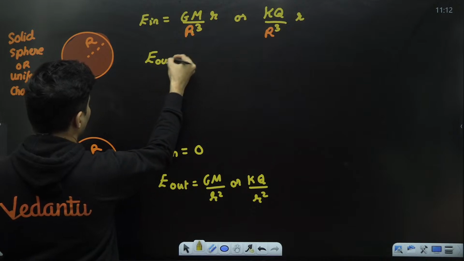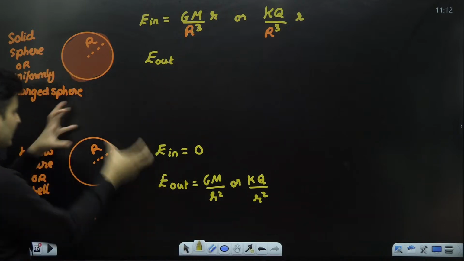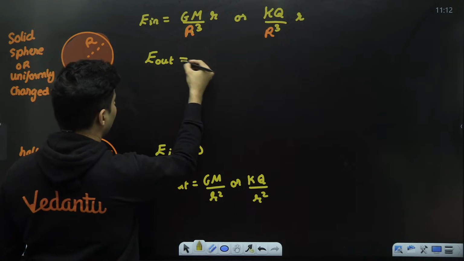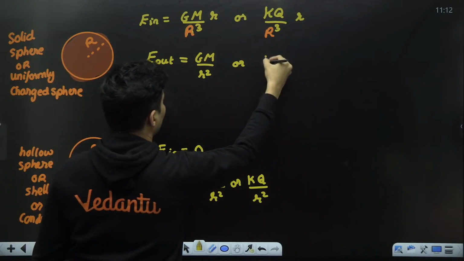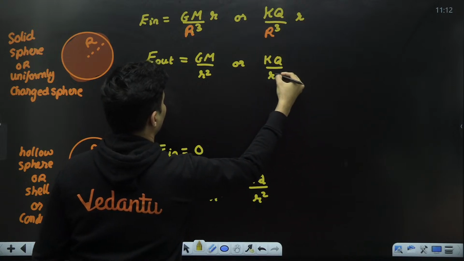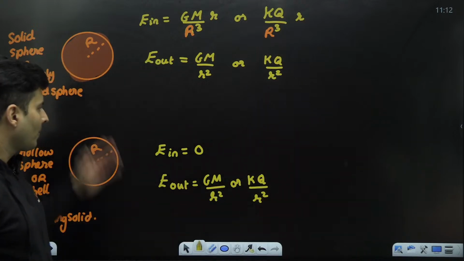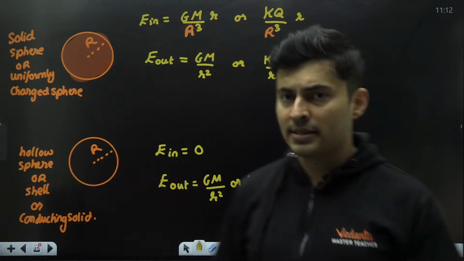Outside, it is the same thing as that of a shell. That means the entire mass is assumed to be concentrated at the center. So it will be GM by small r square, or you can use kQ divided by small r square. Is this absolutely clear, my dear students?